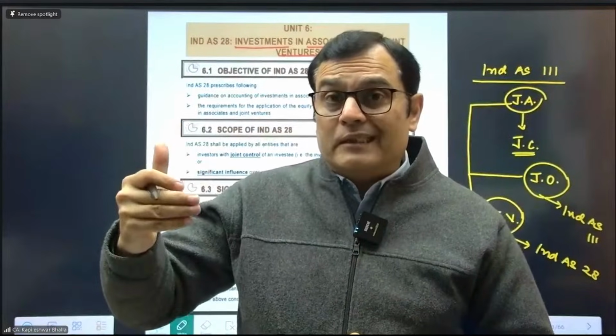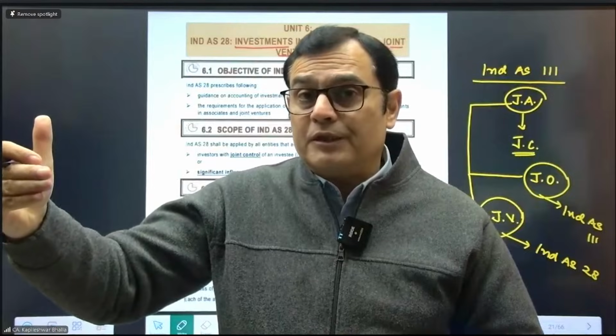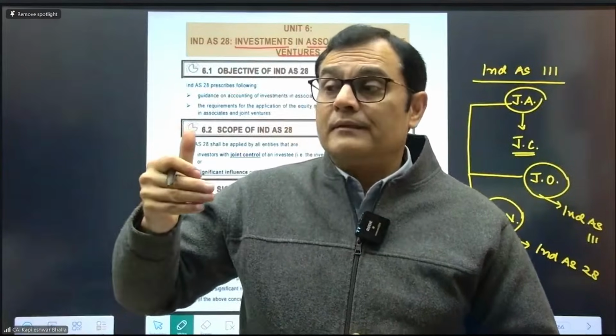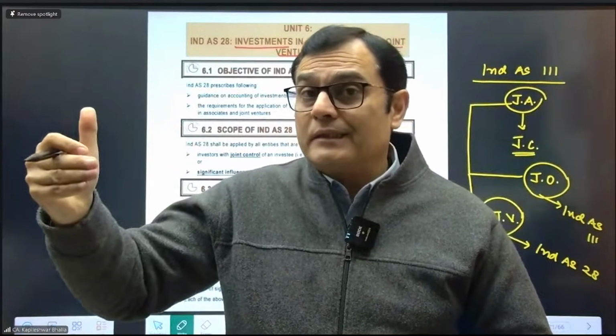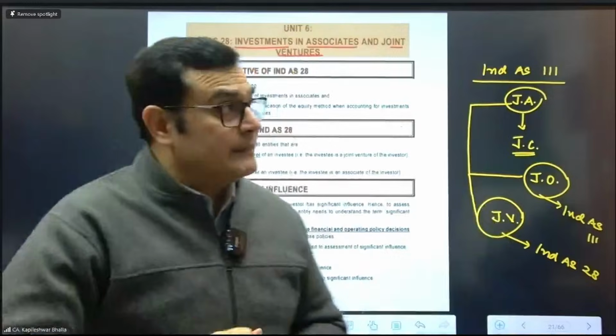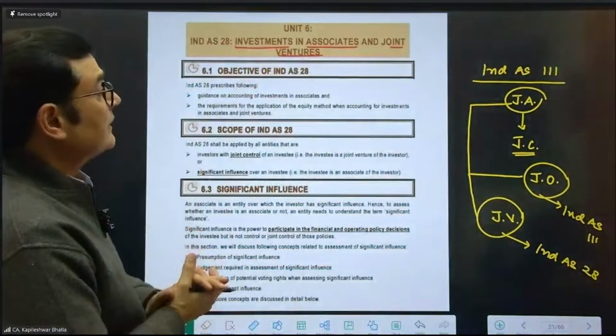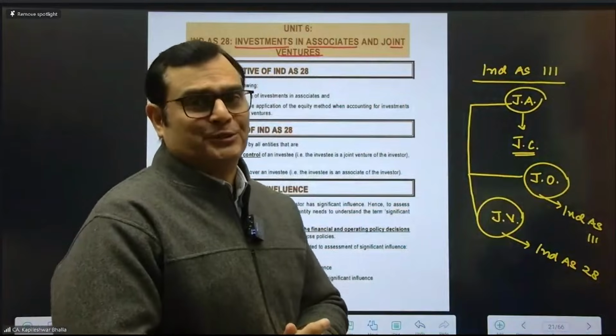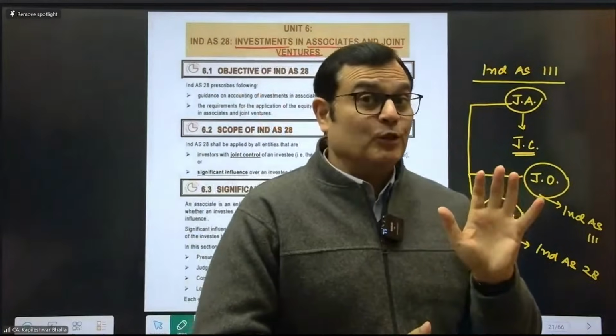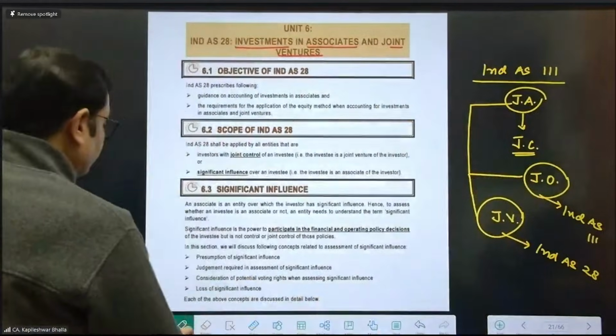That there is a significant influence resulting in an associate, 1. There is a joint control resulting in a joint venture, 2. And therefore, the name of the standard, investment in associates and joint ventures. I hope I stand clear on my thoughts. Let's read further.